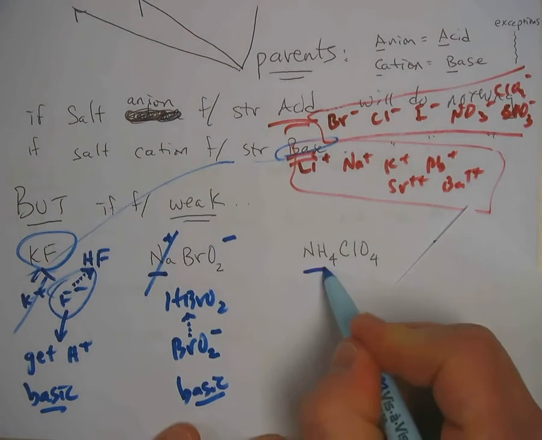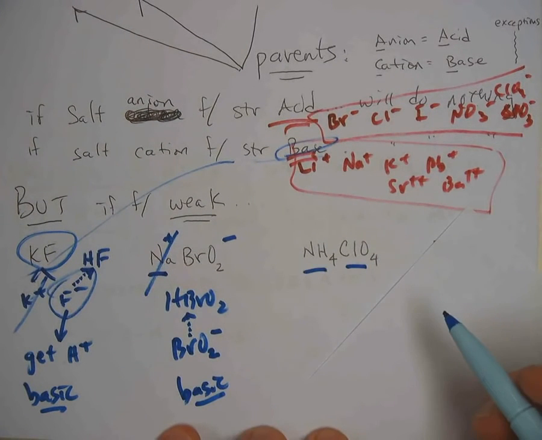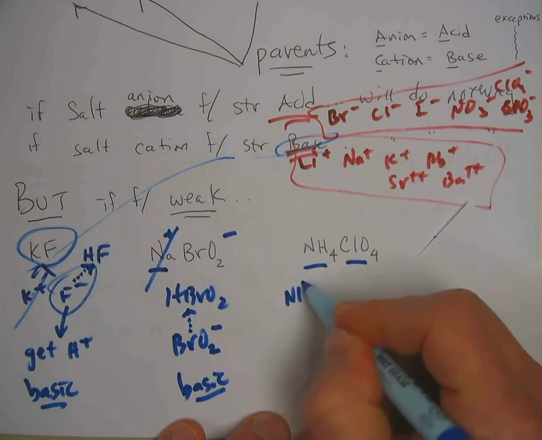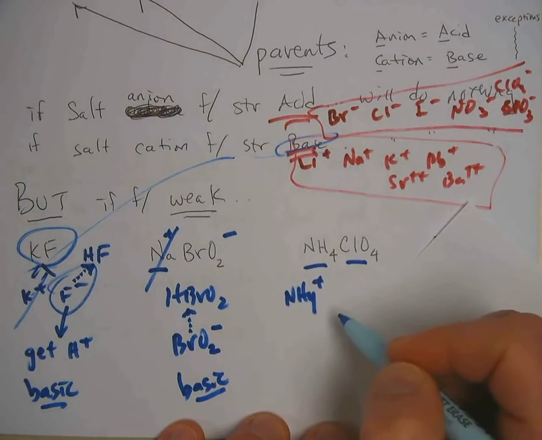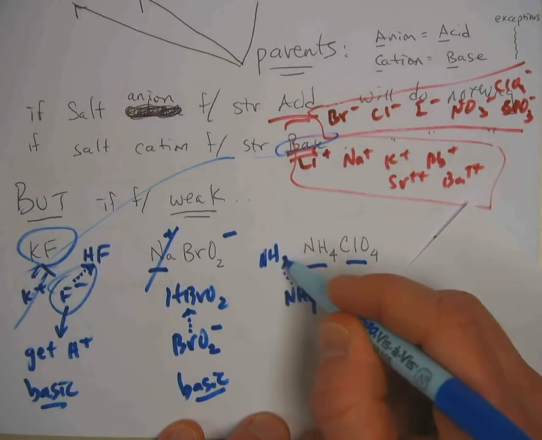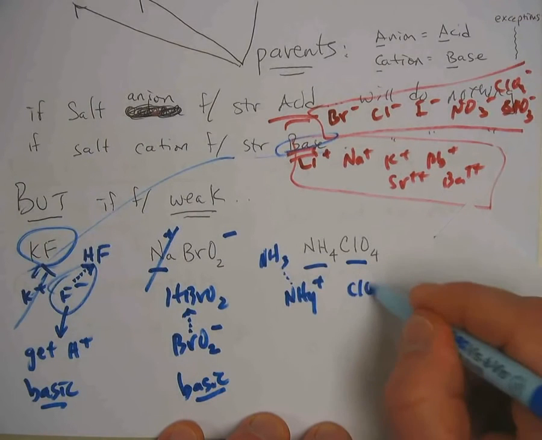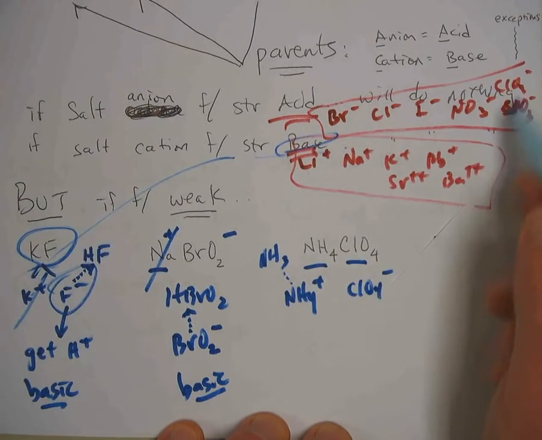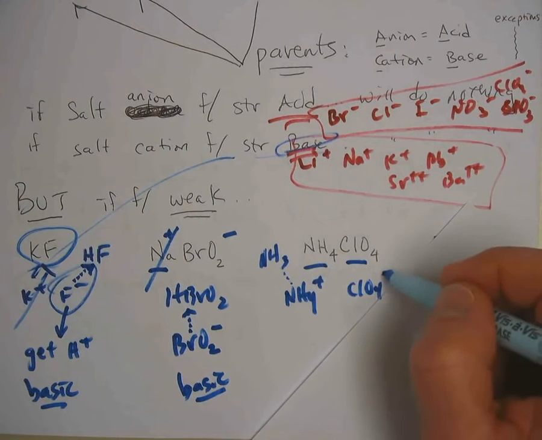NH4ClO4. Where did the cation and anion come from? Well, NH4, not sure where that came from. Well, that came from a base called NH3. Oh, that's a weak base called ammonia. ClO4, that came from a strong acid known as perchloric acid, so that's going to do nothing.